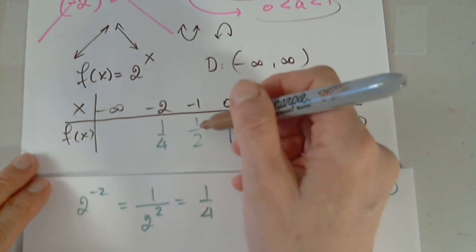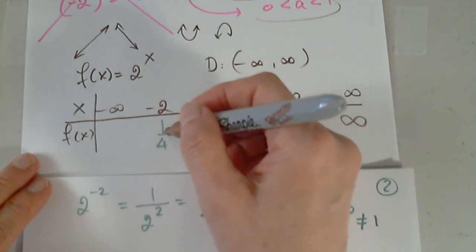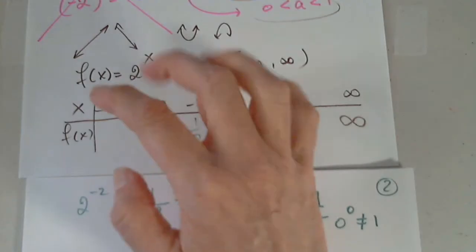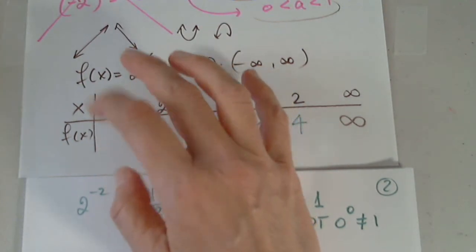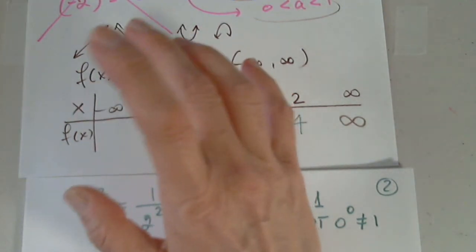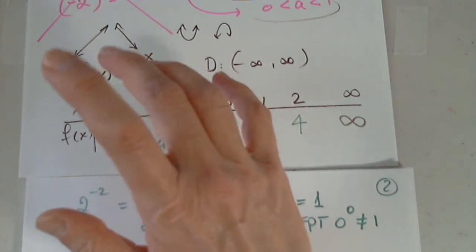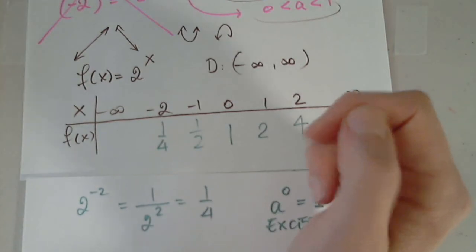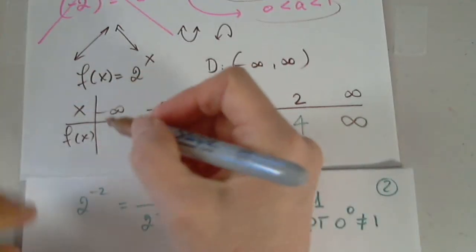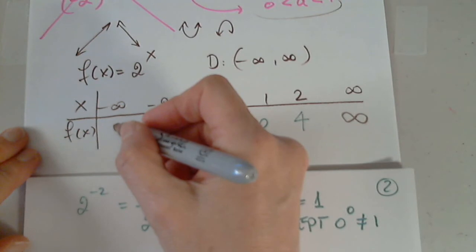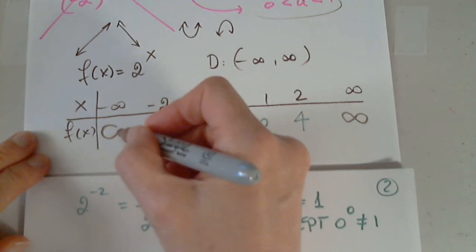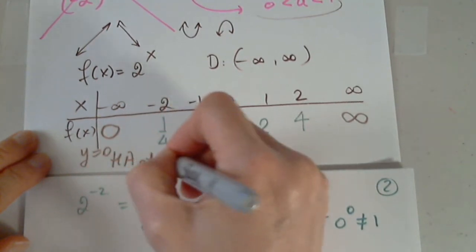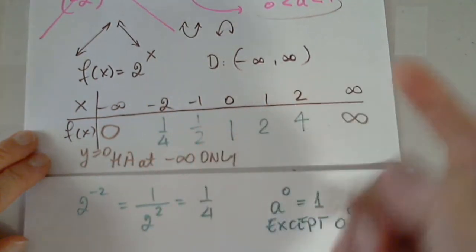Now let's go the other way. 1, 1 over 2. Imagine that I have a pie and I divide it by 4 people, then by 8, then by 16, then by 32, then by 64, then by 128, and then by 10,000 people. How much will you get? You would still just get a fraction. You'd never actually reach 0. Very good. Which means y equals 0 is a horizontal asymptote at negative infinity only.